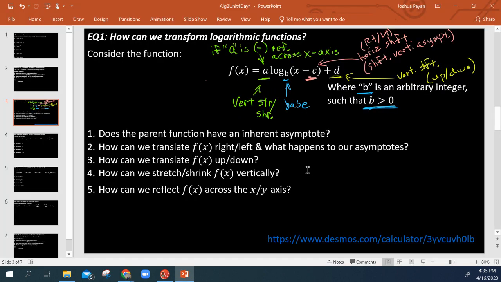Okay, so that does it for this video. That's how the transformations work for logarithmic functions.